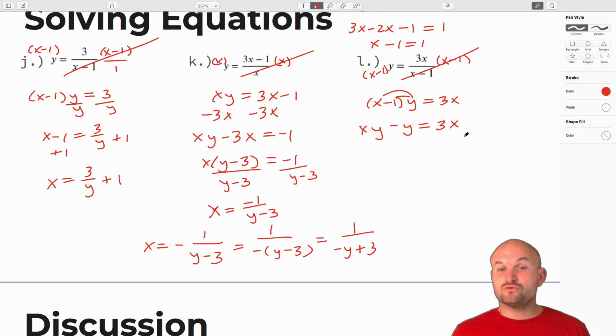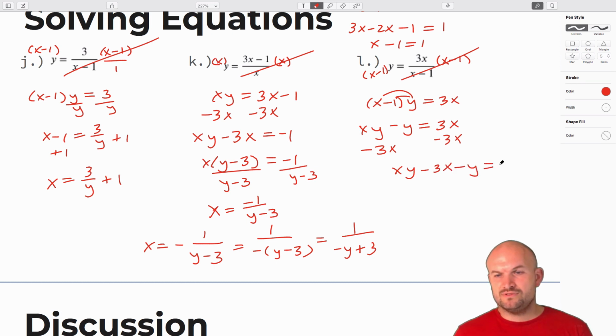So that's xy equals 3x. Now, let's go ahead and get the 3x to the other side. So I have xy minus 3x minus y equals 0. Let's get the y to the other side. So I have xy minus 3x is equal to y.